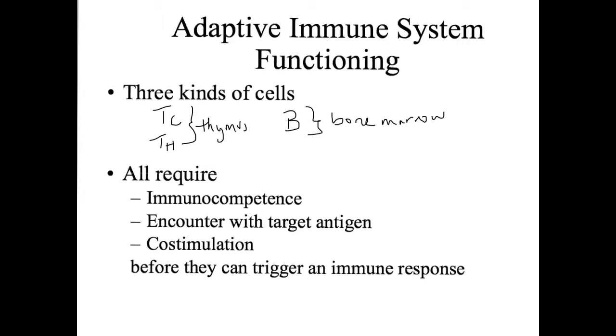In order for them to actually function as immune cells, though, after they've gained immunocompetence, they must experience an encounter with their target antigen. This encounter is a complex process of specific recognition, and it is followed up by a counter-recognition process that we call co-stimulation. Only after these events have happened do they actually trigger an immune response.